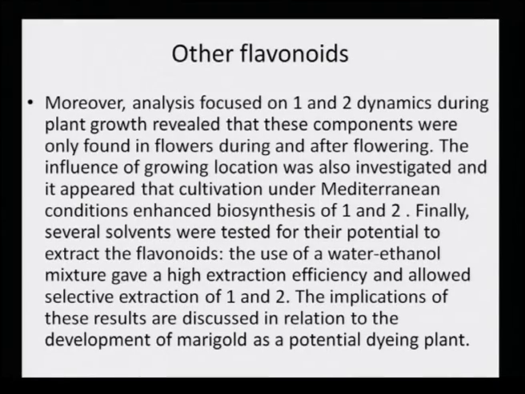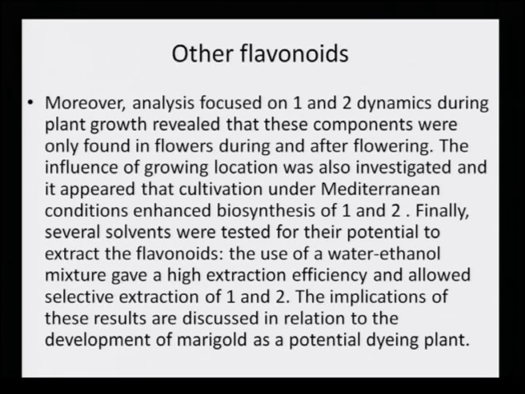Other flavonoids were documented, and analysis focused on number 1, that is the glucoside, and number 2. Dynamics during the plant growth revealed that these components were only found in flowers during and after flowering. The influence of growing location was also investigated, and it appeared that cultivation under Mediterranean conditions enhanced the biosynthesis and the formation of the aglycone and the glucoside.